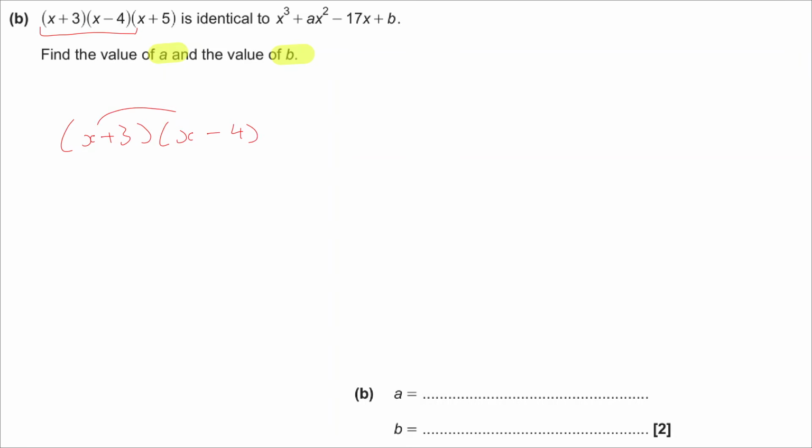So just our FOIL method. Let's go through this. It's going to be equal to x times x, which is x squared. x times minus 4, so minus 4x. And then 3 times x, which is plus 3x. And then 3 times minus 4 gives you minus 12.